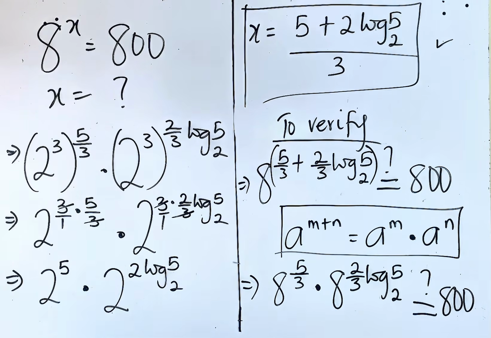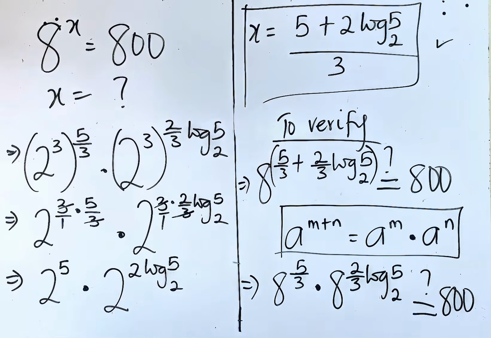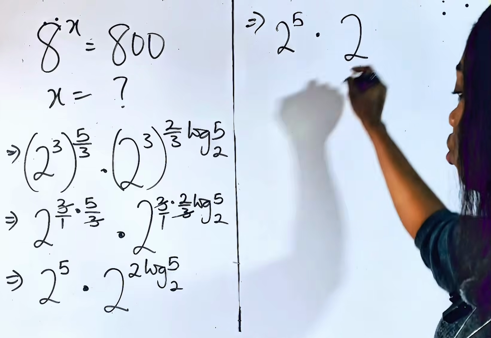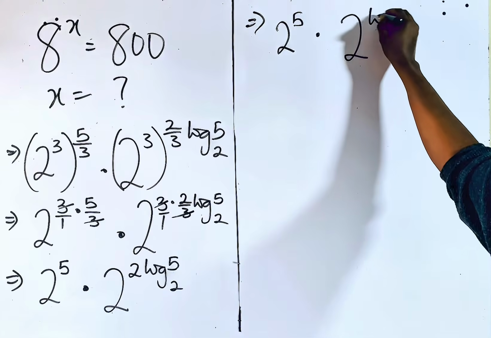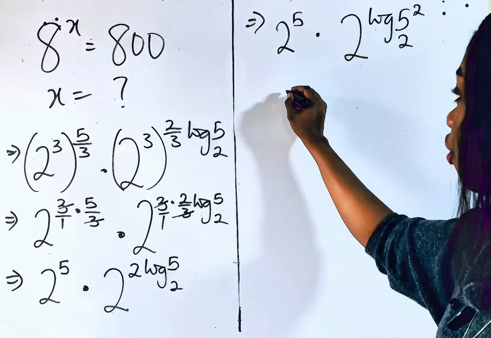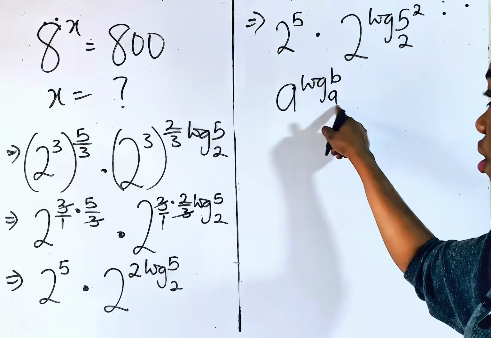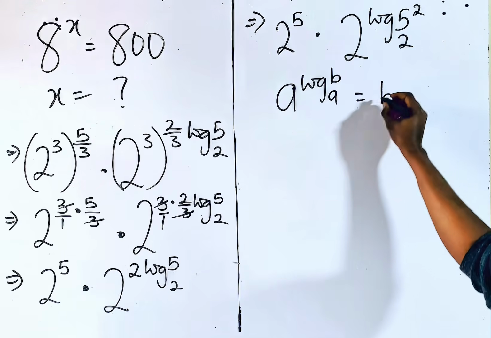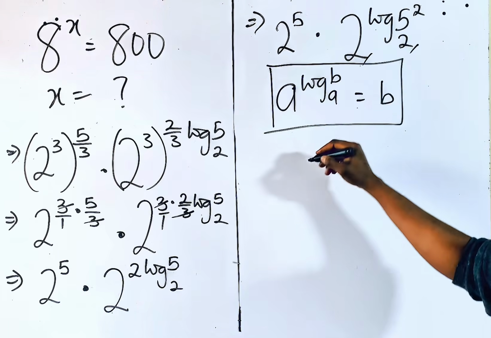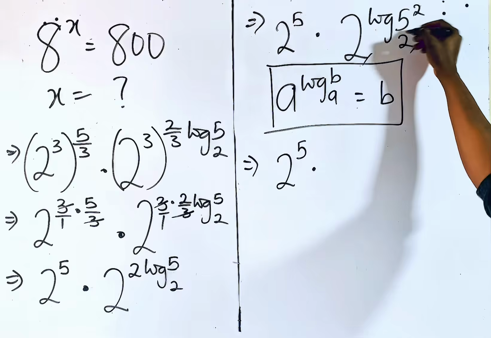Now at this point, remember we said the coefficient of the log is the power of the number. So let's apply it here. We now have 2 to the power of 5 multiplied by 2 to the power of log 5 base 2, with the 2 becoming the power of 5, so log of 5 squared base 2. Also remember, for every a to the power of log of b base a, these two bases are the same, it gives you this number b. So if you apply this rule of logarithm, you observe that these two are the same. So it's going to give us 2 to the power of 5 multiplied by 5 squared.